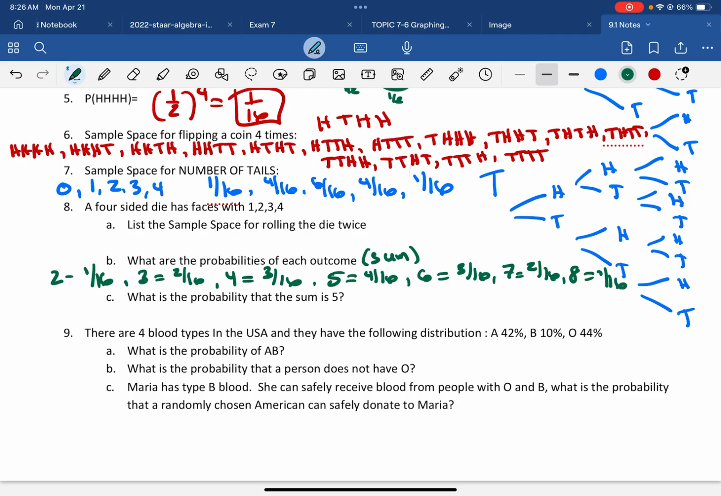And then it has one specific question. What is the probability that the sum is 5? Well, we have it right there: 4 out of 16, which is 1 out of 4.